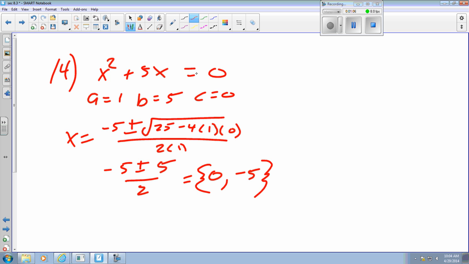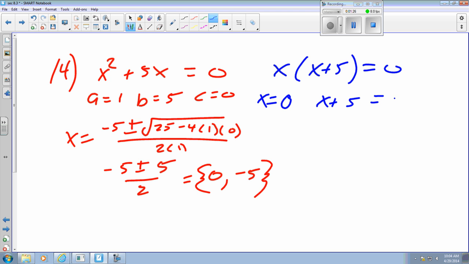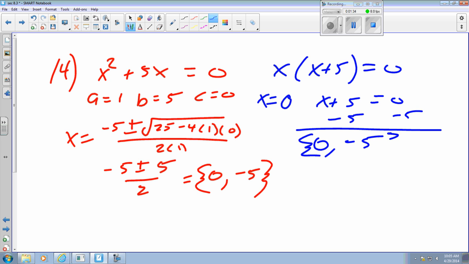The second way I'm going to show you is back when we were factoring. Because we can take out the greatest common factor, x, we have x times x plus 5. We can set each of these equal to 0. Back when we were factoring, we would do it this way. And that seems like a relatively easy way if we remember to do it.